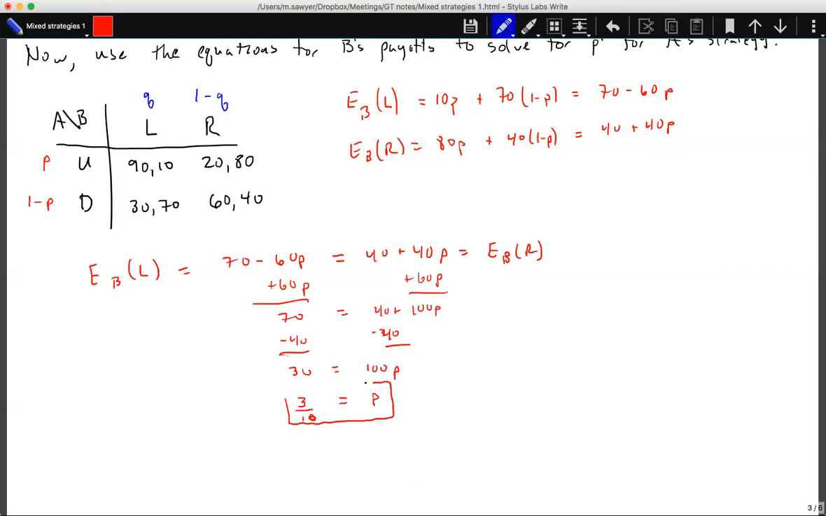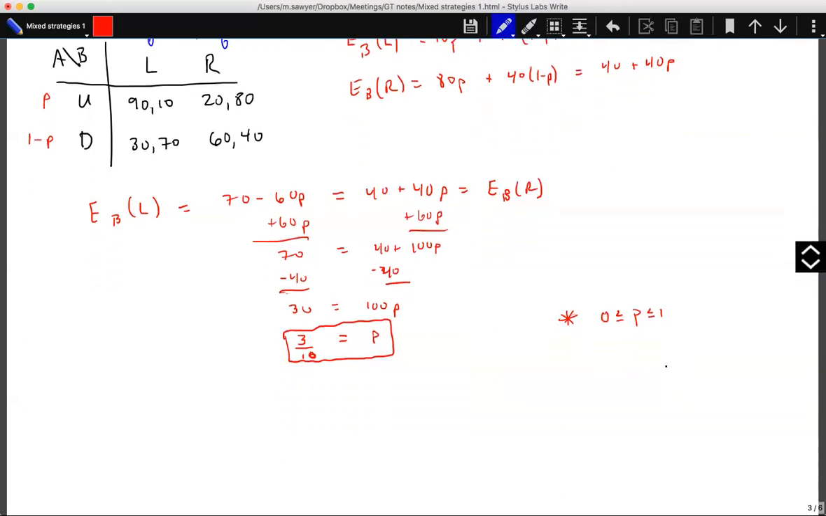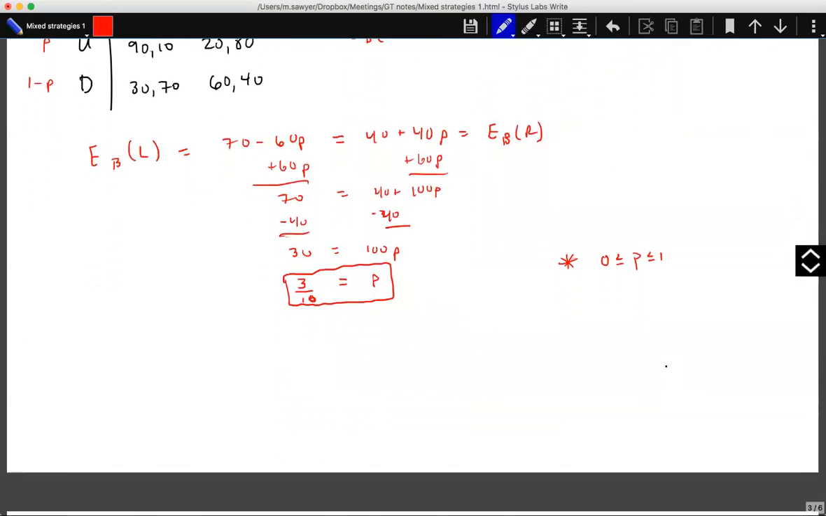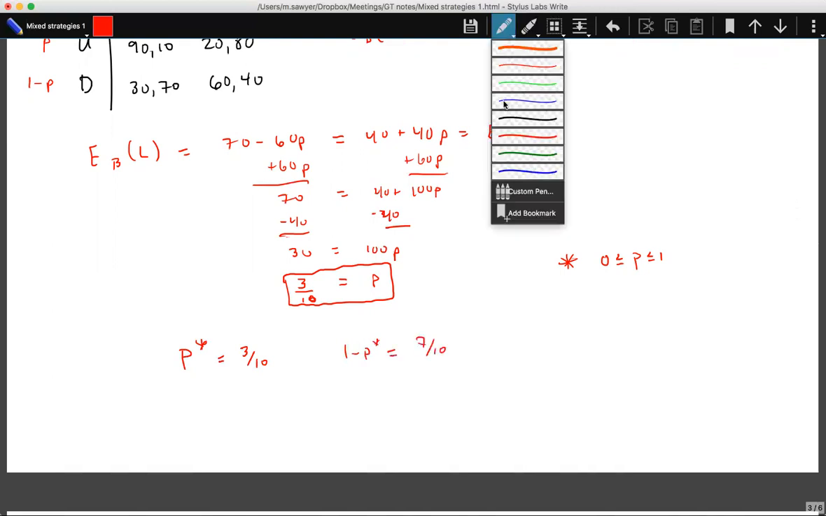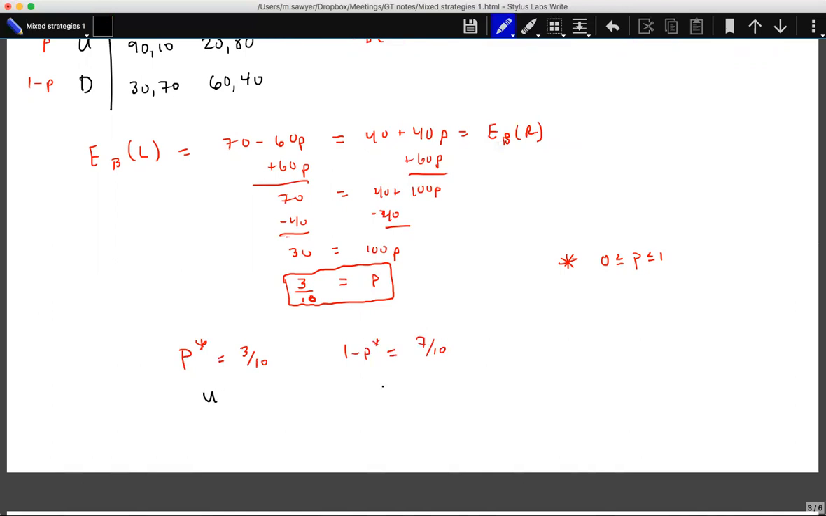One thing to notice is these are probabilities, so they should always fall between 0 and 1. And that's a good check for yourself. If you get a probability bigger than 1, you know you've done something wrong. If you get something that's negative, you've also done something wrong. So we know that P star is equal to 3/10, and 1 minus P star is equal to 7/10. So P star is the up, and 1 minus P star is the down. Those are the probabilities that A will choose up and down.